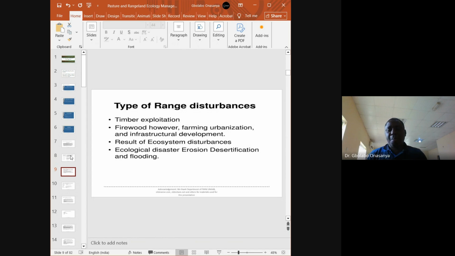Types of range disturbance. What can cause them? We have talked about management of the rangeland, which is to create ecological balance in our rangeland. When the ecosystem is balanced, the animal component of the rangeland and the plant component of the rangeland, so that the livestock that will be grazing in the rangeland will have a quality environment and quality pasture for production. The quality of the rangeland will determine the quality of livestock production obtained.